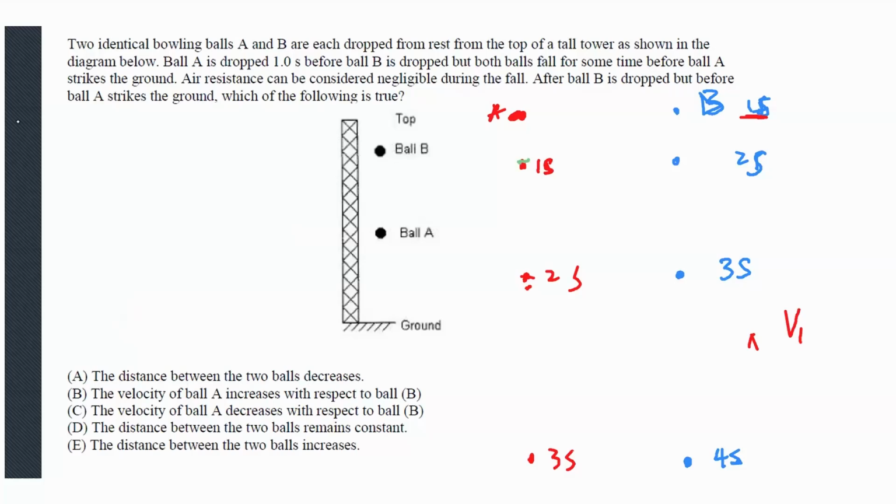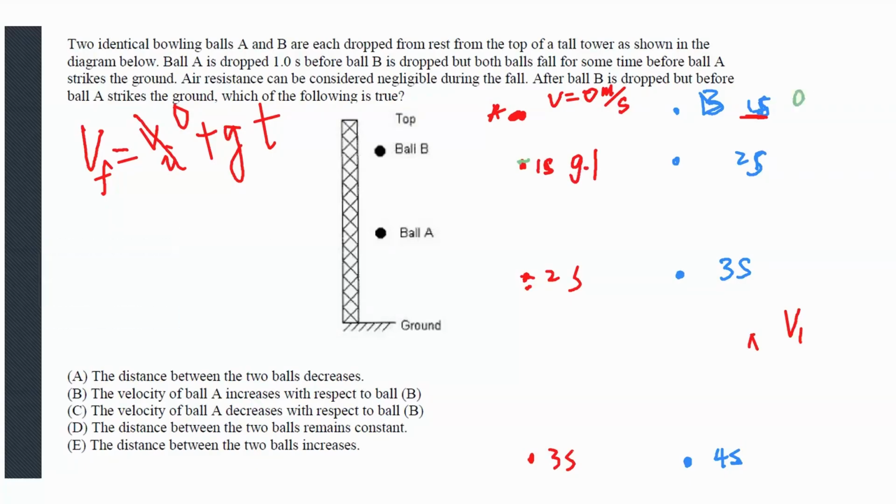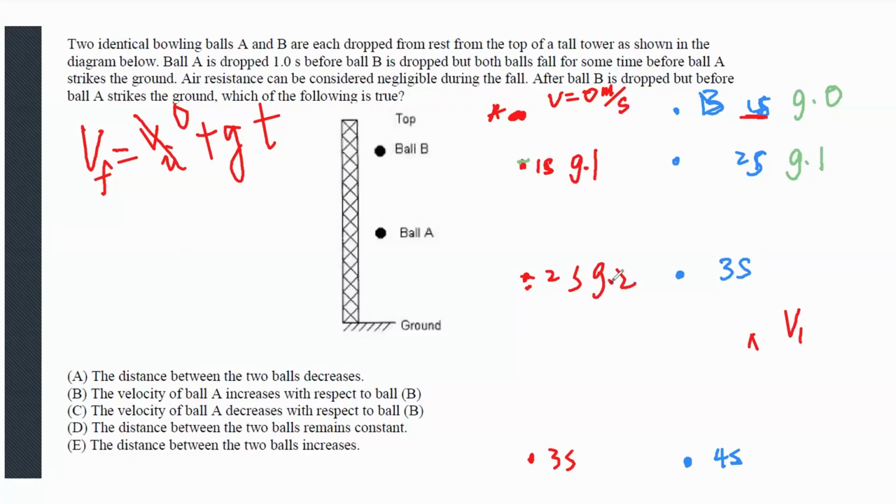So we still assume we start from rest, v initial equals 0, right? Then can we use v final equals v initial plus gt? So that's 0. Does it make sense? So at this location, VA at 1 second is g times 1. But what's the VB at 1 second? It is g times 0, right? And then at 2 seconds, VA is g times 2. So do you see that at the same time interval, VA minus VB is always 1g? So the velocity of A with respect to ball B doesn't change.